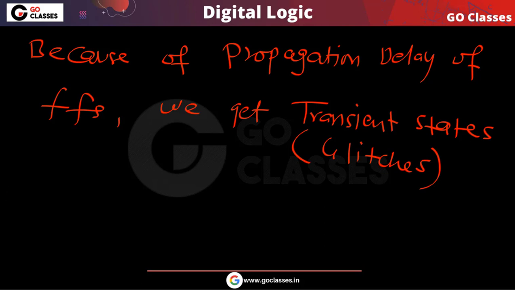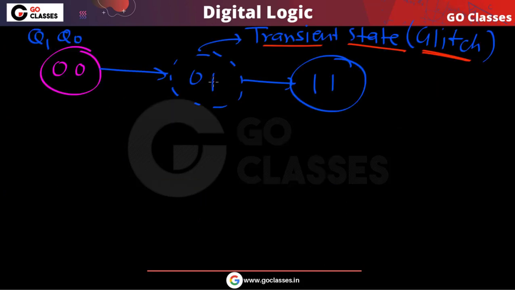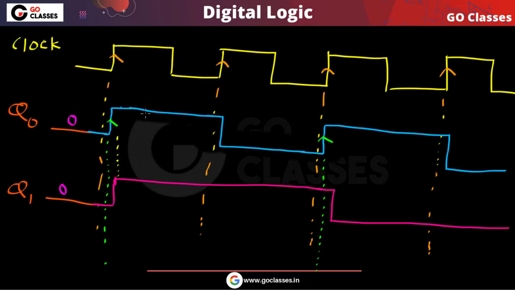So you can notice here, because of propagation delay, just notice this moment: in this moment you can see that Q0 is 1 and Q1 is 0. Now immediately after, what will happen? Now you can notice that both are 1 1.